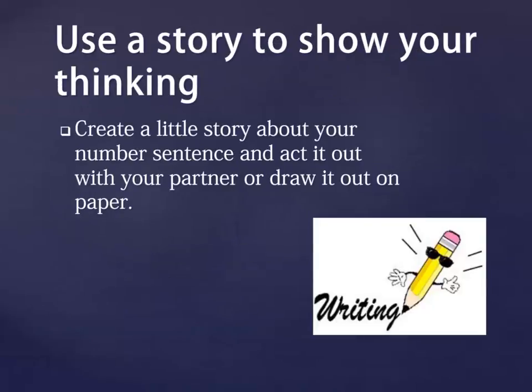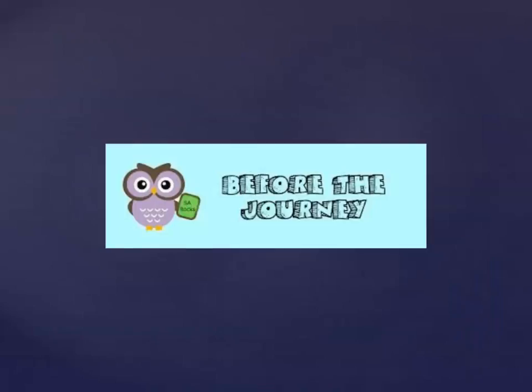Here is an extension activity that requires your students to write. Create a little story about your number sentence and act it out with your partner, or draw it out on paper. Next, let's move on to the second Explore activity using a pre-assessment model.